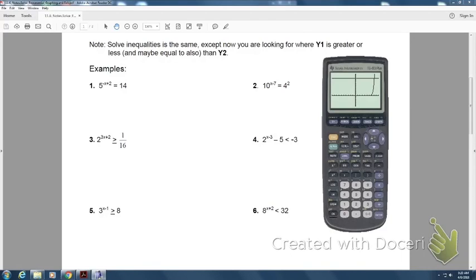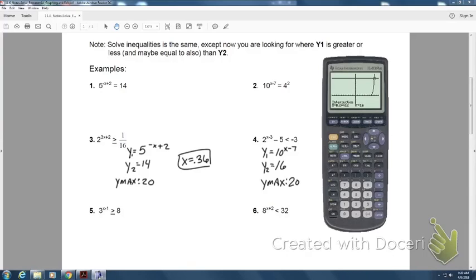And Mr. Webb, what did you get? 8.2. 8.2. Did anybody not get 8.2? So I can come around and look at it. Did you get 8.2, Zach?